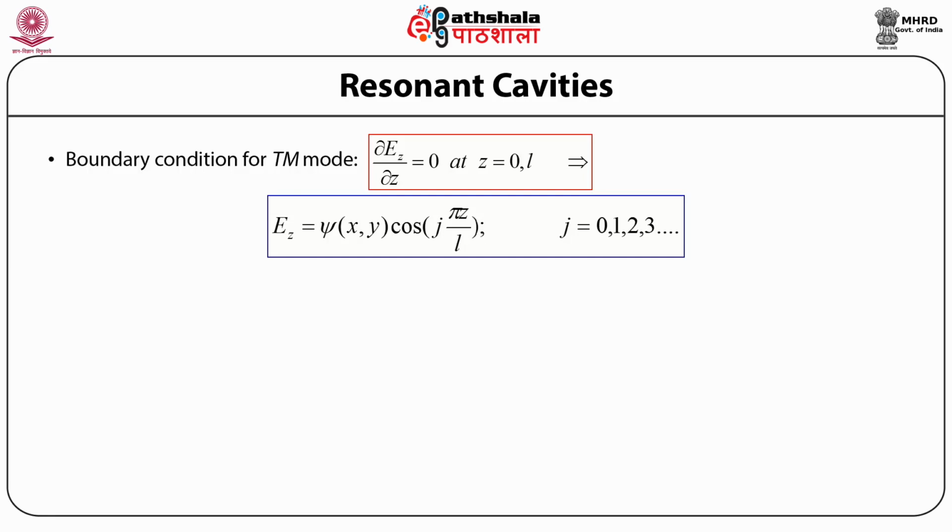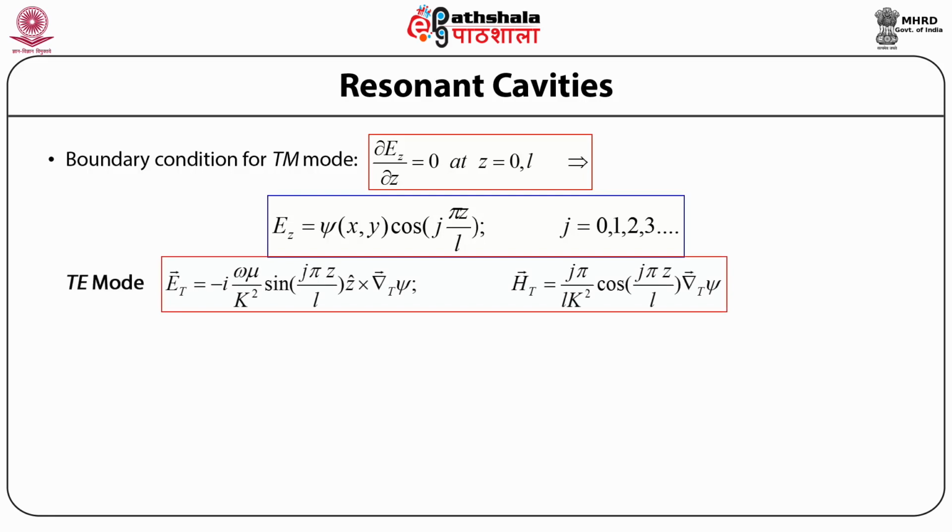So finally, we can write down the transverse electric mode for the resonant cavity as given by the transverse component of the electric field is given by minus iωμ/K² times sine of jπz/L times unit vector z cross product with the transverse component of the del operator acting on the wave function psi, and the transverse component of the magnetic field vector is given as jπ/(LK²) times cos of jπz/L times the transverse component of the del operator acting on the wave function psi.